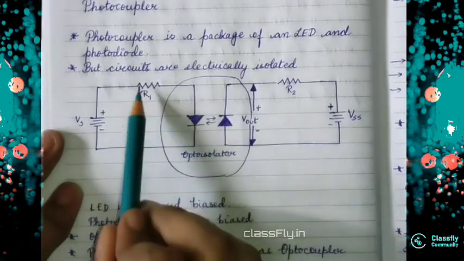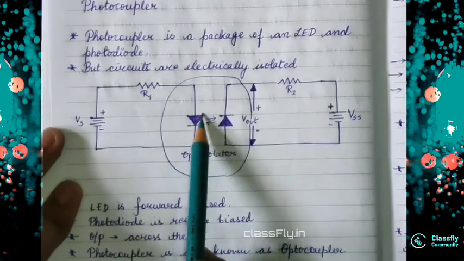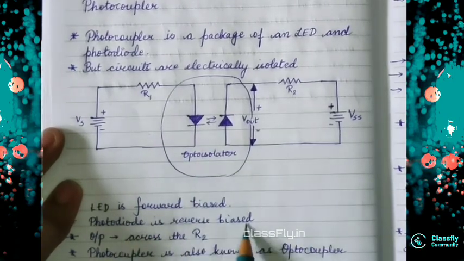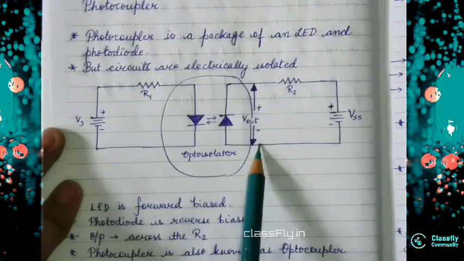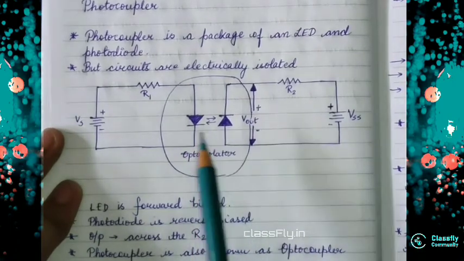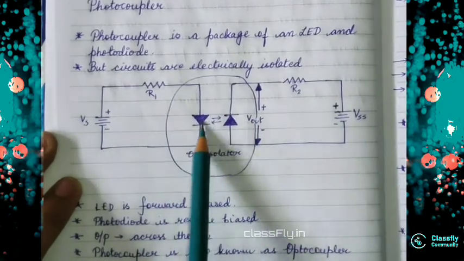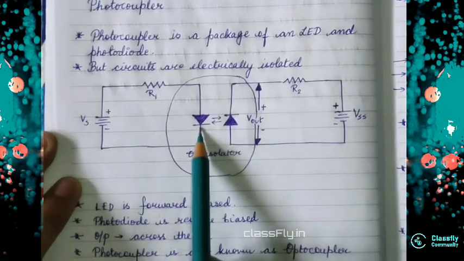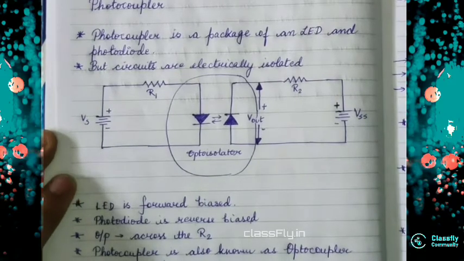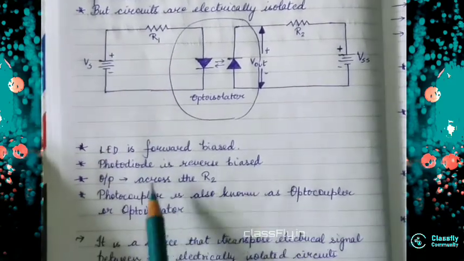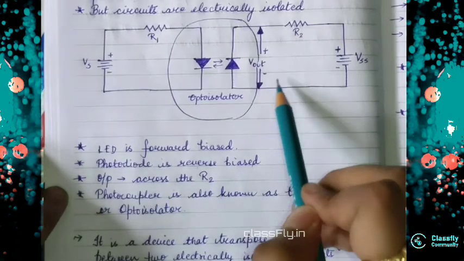See, this portion is the LED. How can we understand this is the LED? Because the LED is forward biased. So this is forward biased, and the photodiode is reverse biased, and they are not connected to anything. So they are electrically isolated. Whenever the light energy is transmitted here and strikes this junction, this photodiode converts it into electrical energy. So basically this is what a photocoupler does. Now see, the output comes across R2, that is this resistance. The output will be here.